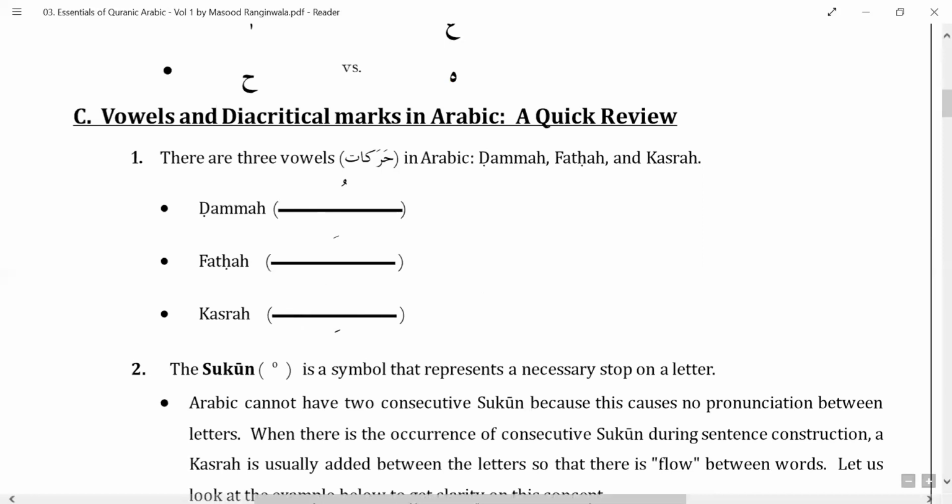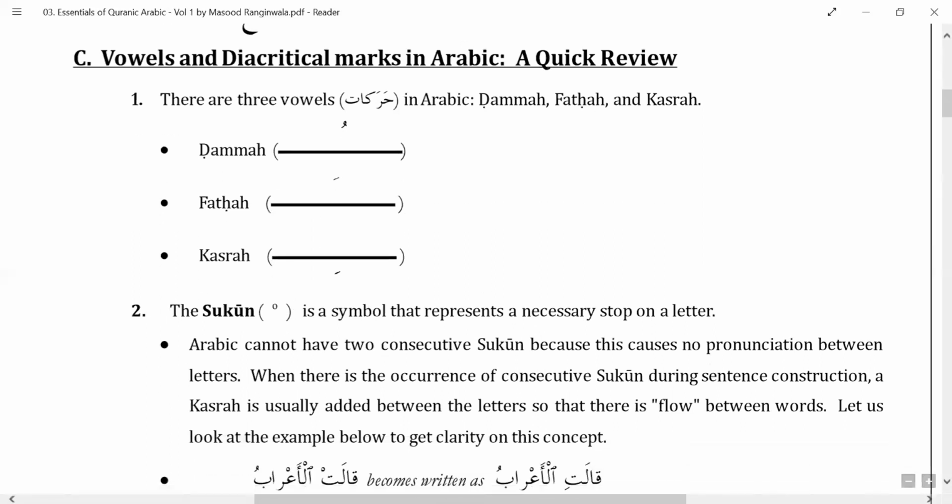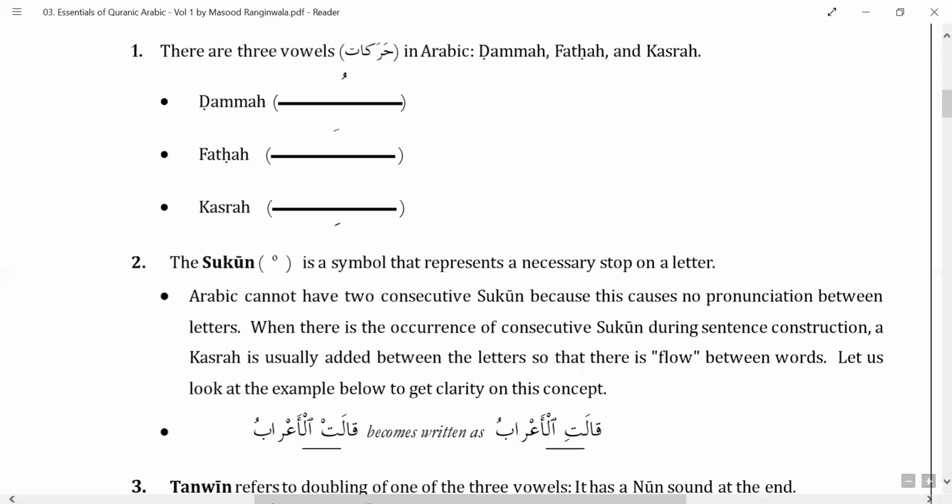If you see a circle on top of the alphabet like this one, you will move your lips also in a circle. You will say u. If you see a line below the alphabet, your lips will also go below, flat. It will be E. Apart from this, there is another thing called a sukoon, which is this one.